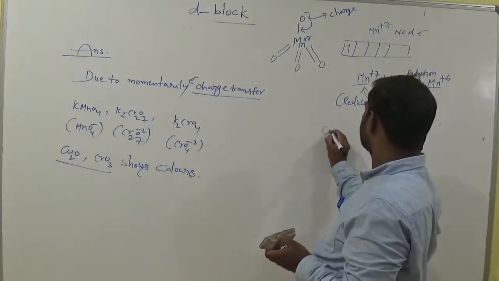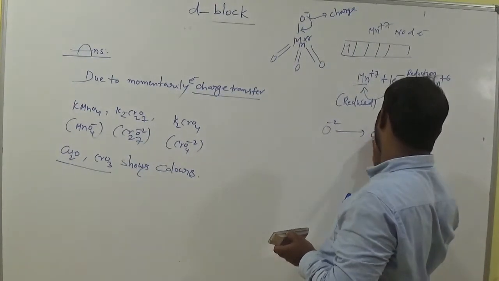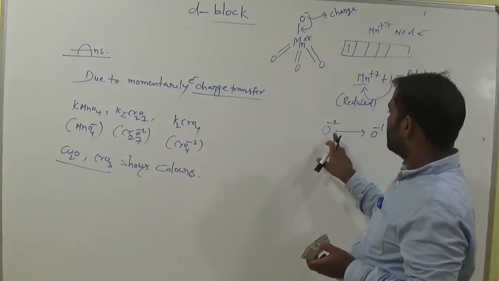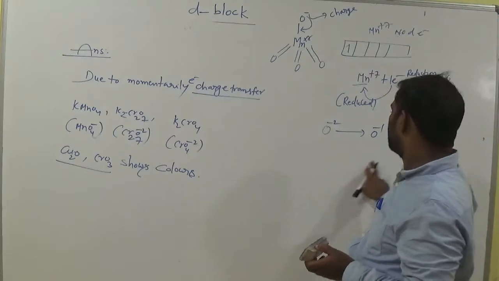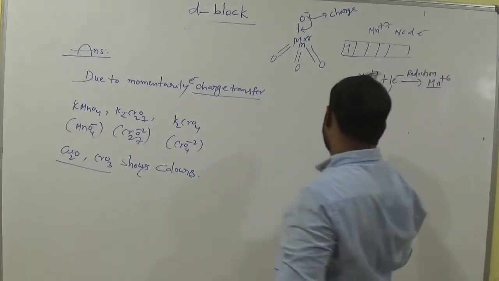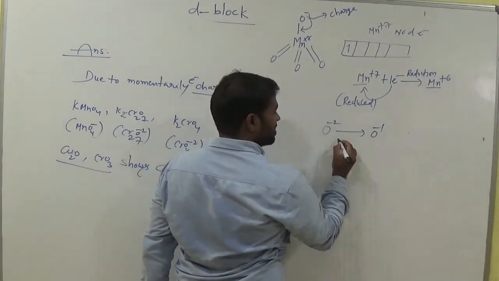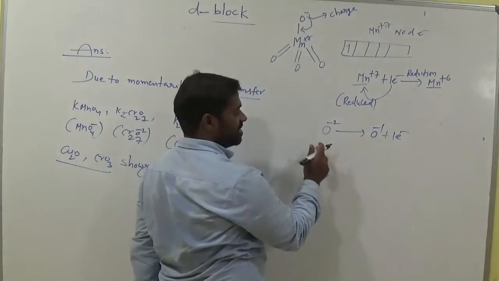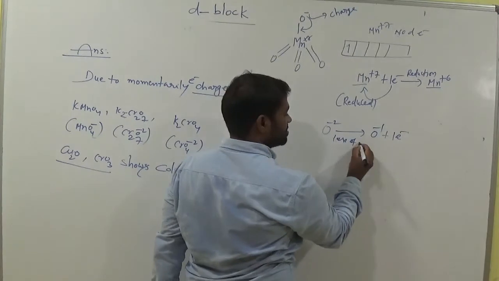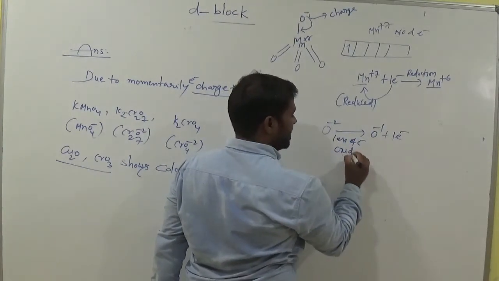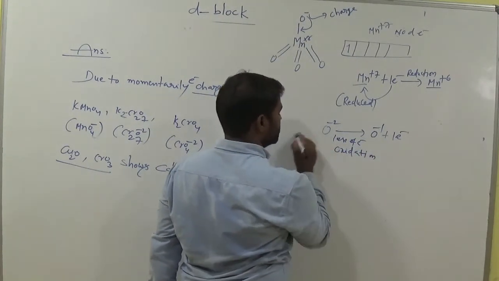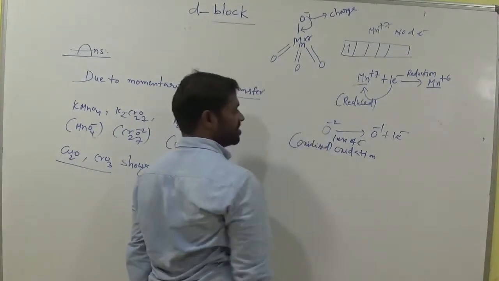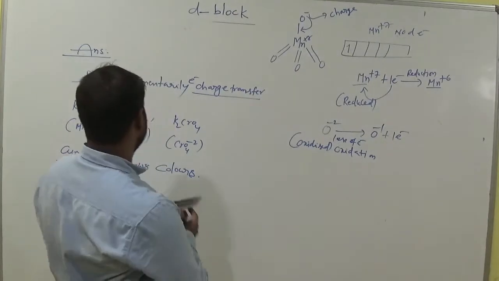Here oxygen minus 2 becomes minus 1 by the loss of 1 electron. It loses 1 electron. Originally oxygen is minus 2, then it becomes minus 1. That means it is loss of electron. Loss of electron means oxidation. Here O minus 2 undergoes oxidation. Loss of electron, oxidized. Clear, students, up to here?